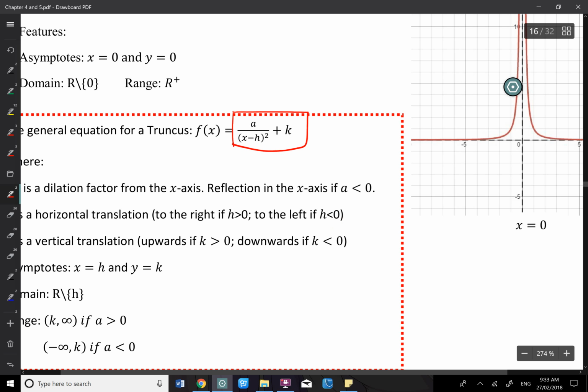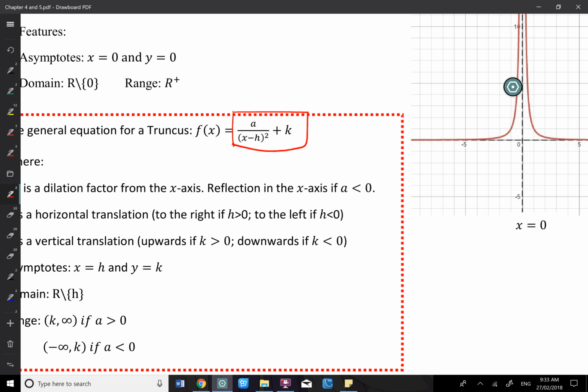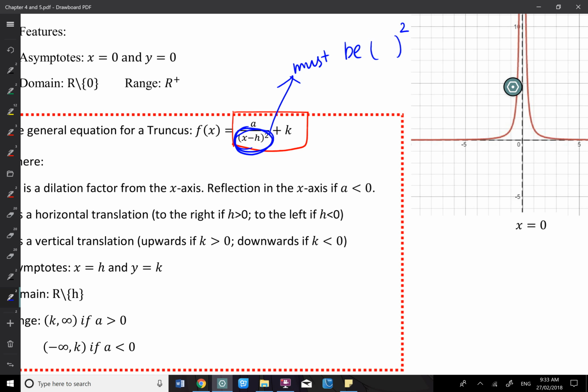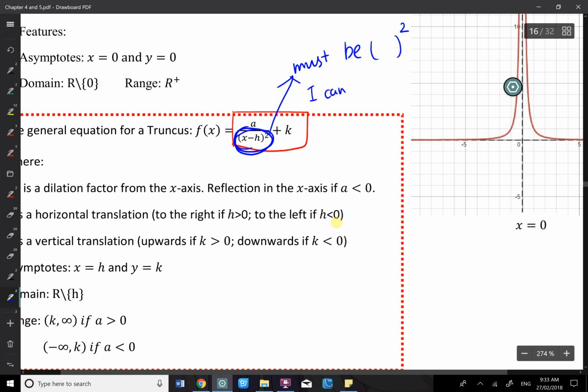A over x minus h squared plus k. Okay, just be aware, the bottom must be something squared. Well, it can't be 2 over x squared plus 1. It can't be that.